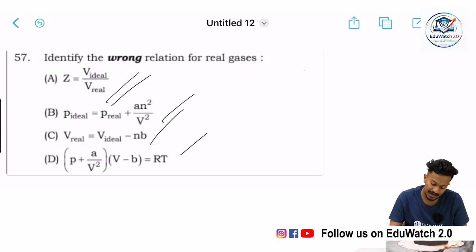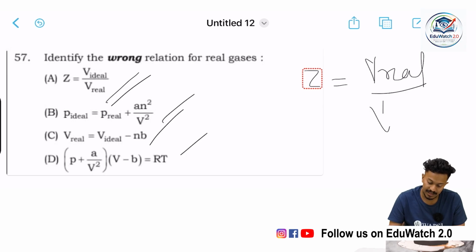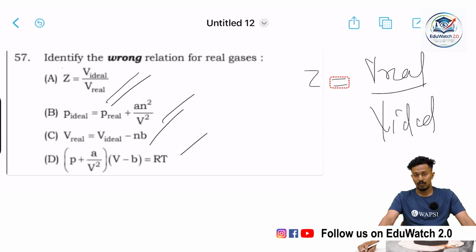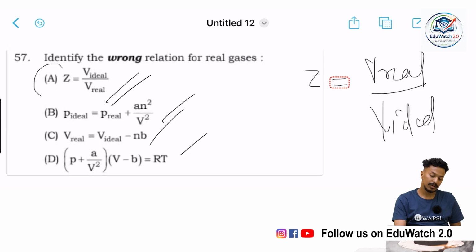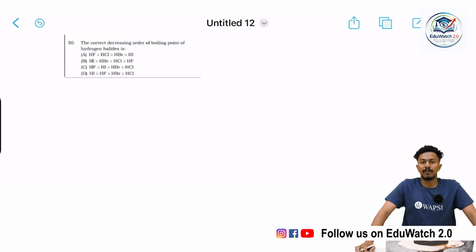Compressibility factor Z is given by V real by V ideal. It is the ratio of volume of real gas by volume of ideal gas. So option A is the wrong one. Option A is the correct answer for this question. We will move on to our next question.